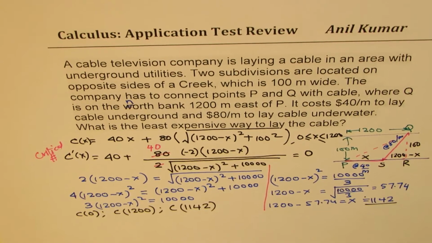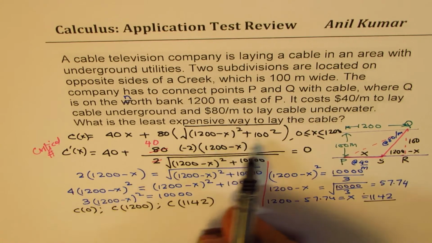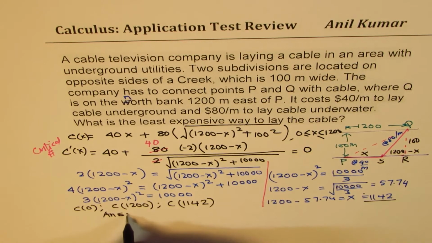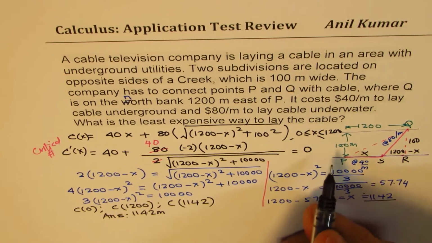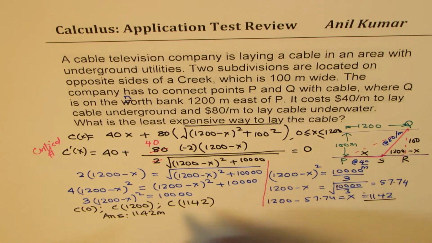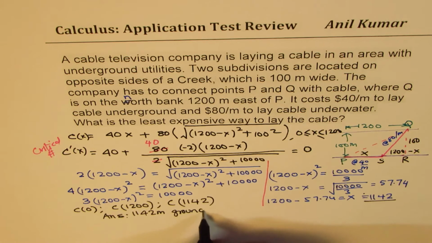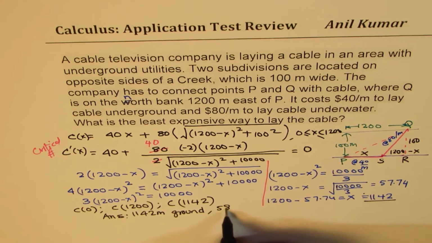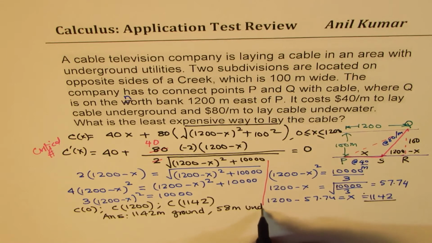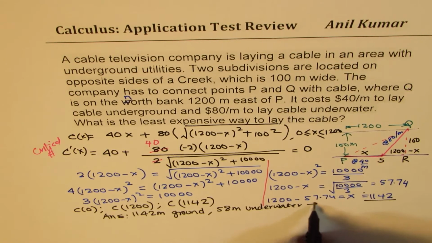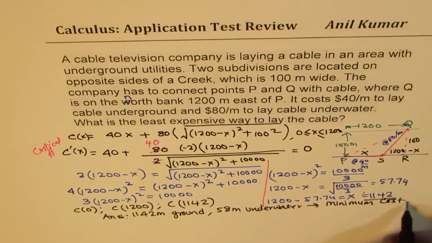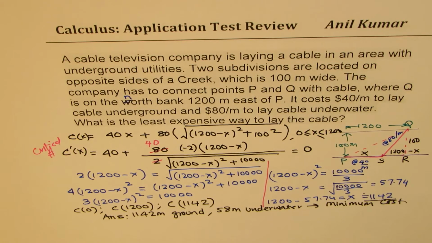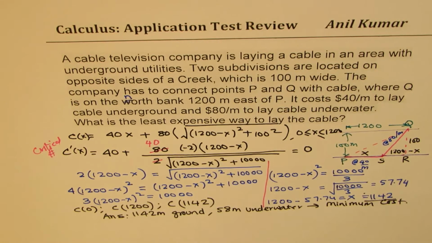Is it okay? So we'll conclude here rather than my calculating. So you calculate, and then you need to confirm this. And then we say that for x, which is 1142 meters over the ground, right? So that is over the ground. And the rest, which is 58 meters underwater, will result in minimum cost. Is it okay? But remember to do this calculation just to confirm. That is extremely important. So I hope that makes sense.